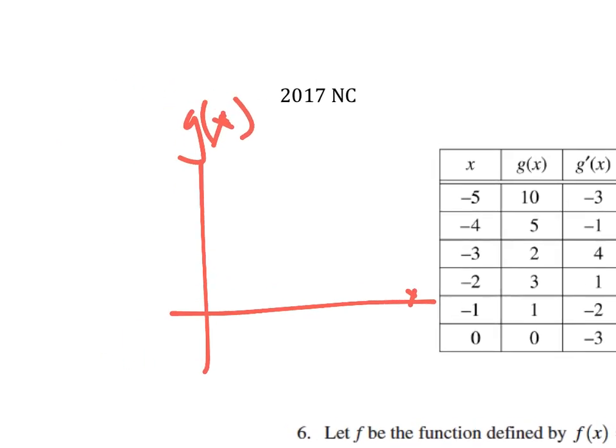When x is -5, y is 10 up here. When x is -4, y is 5. -3, 2. I'm just kind of guessing here. -2, 3, -1, 1, and 0, 0. It's not a 45-degree line. I didn't draw that very well, but it's going to be a little steeper here, probably. So it's some kind of curve going on.